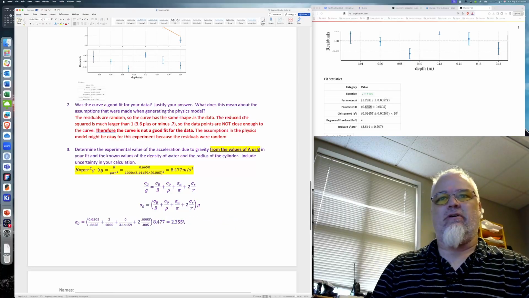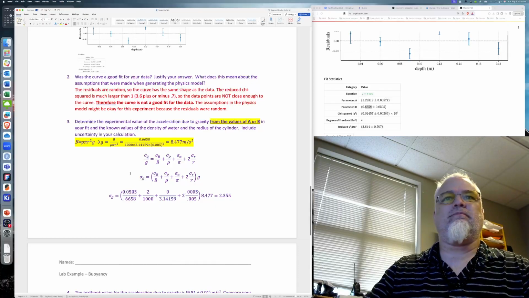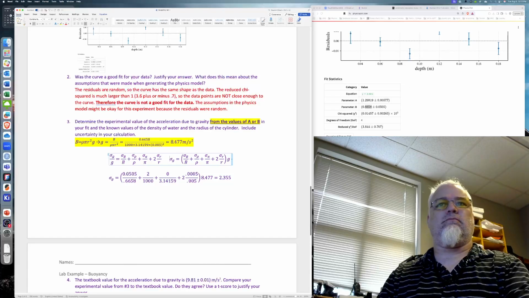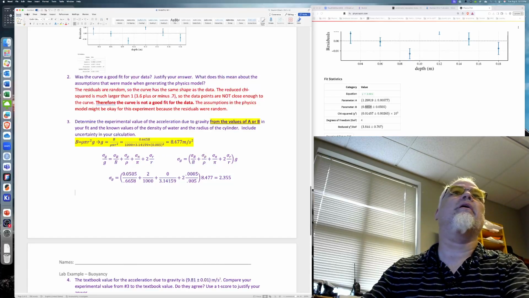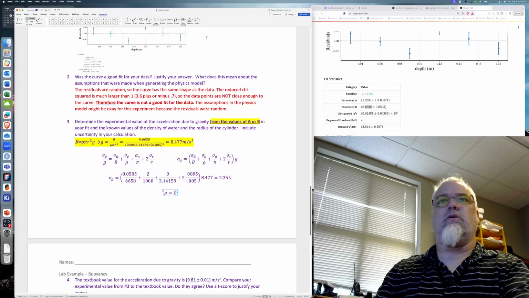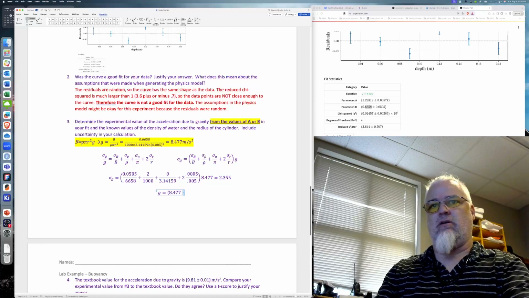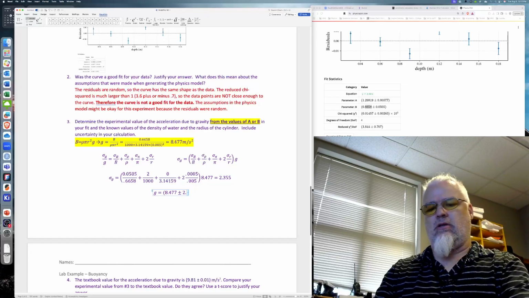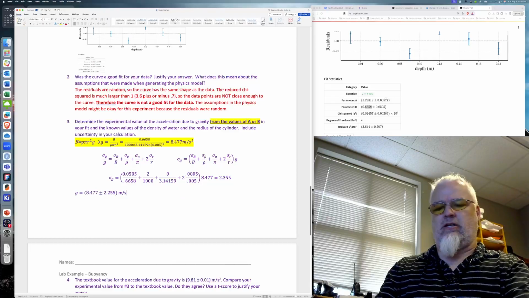All right, so now we need to actually write this with the correct formatting. So G equals 8.477 plus or minus 2.355 meters per second squared.